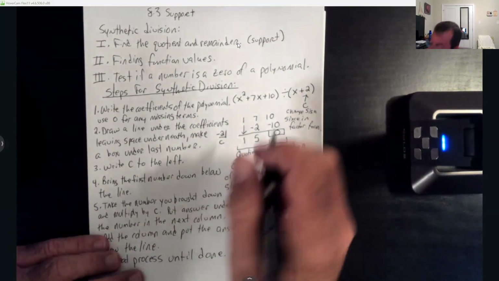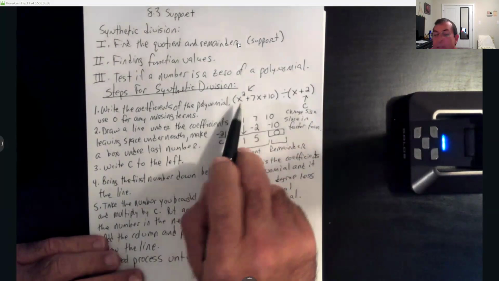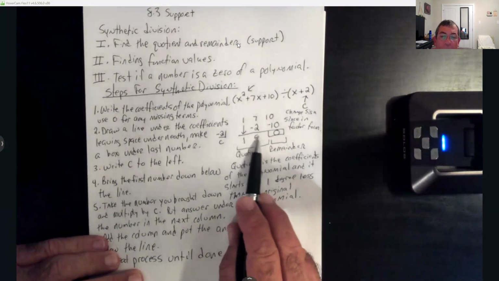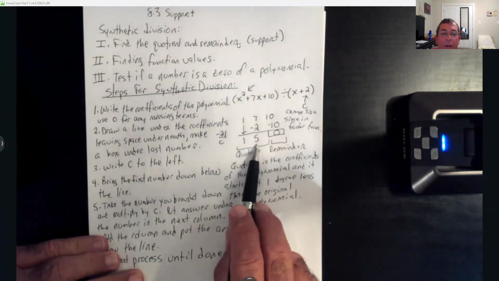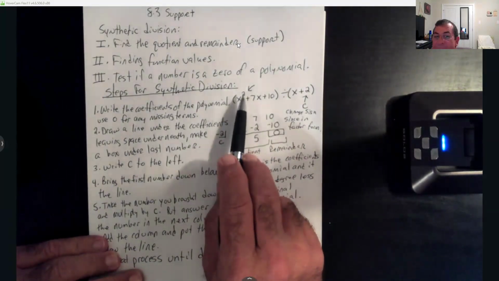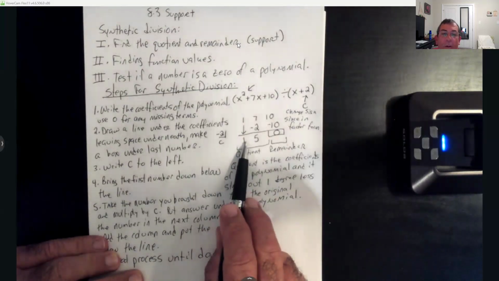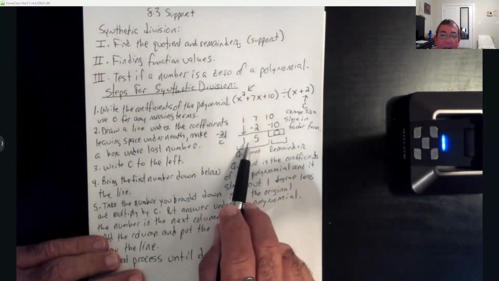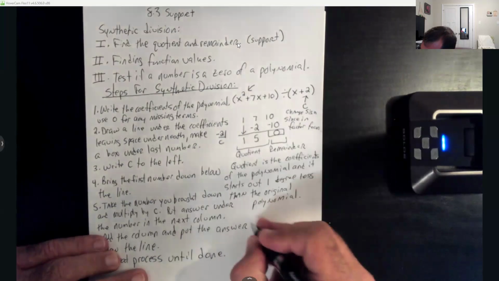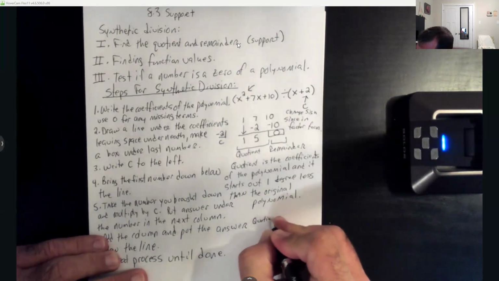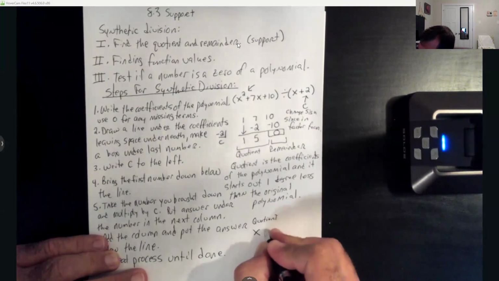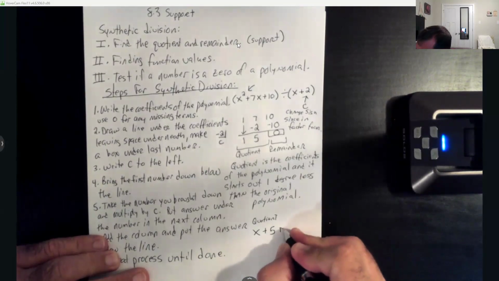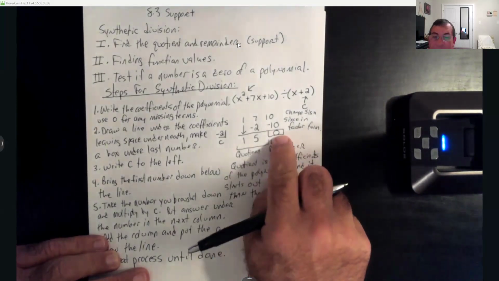So what I mean, remember the degree is the highest exponent. So if you started out with an x to the second, this is the quotient, and these are the numbers of it, but it starts out 1 degree less than the original. So if this was an x squared, that means this will be an x plus 5. So 1x plus 5. So my quotient is x plus 5. Okay. My remainder is 0.